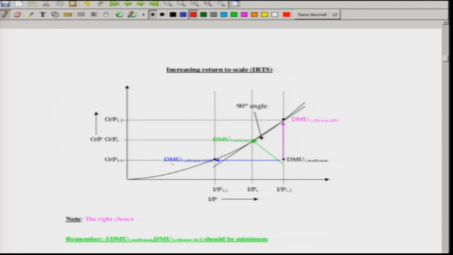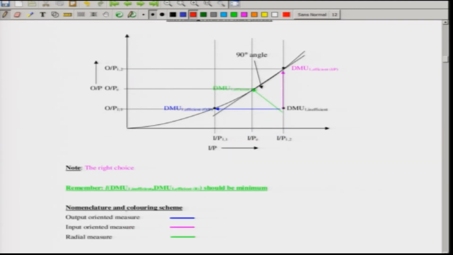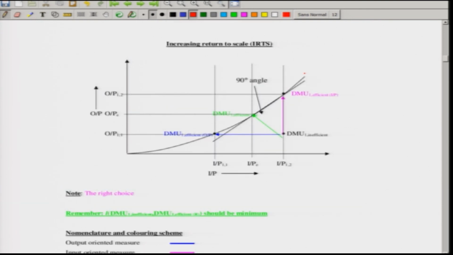And here the green line, which is the radial one, would be a tangent, which is a straight line. The nomenclature is again the same. For the output oriented model it is the blue one, the input oriented model is the pink one, and the green one is the radial one. And if you see the distance, the right choice would be the pink one, because you want to handle the case where the increasing return to scale is there.